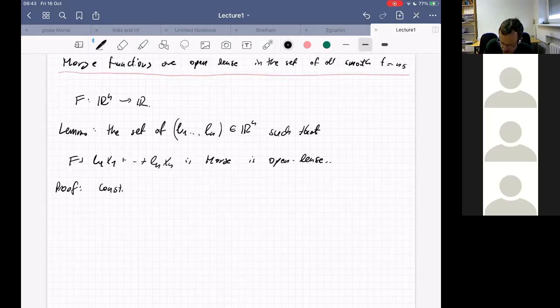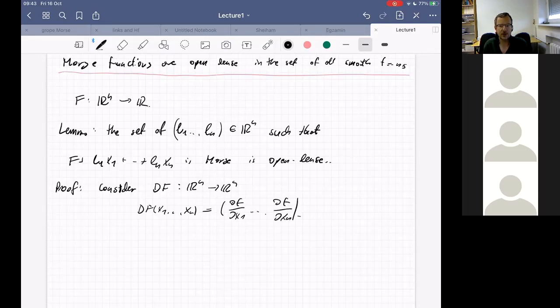Consider df. df is a map from R^n to R^n, and if you're not familiar with this statement, df of (x1, ..., xn) is equal to (∂f/∂x1, ..., ∂f/∂xn). Okay, so this is the map. And now look what happens.